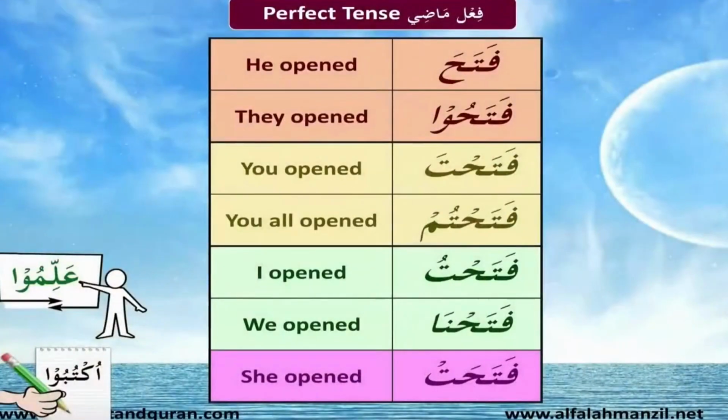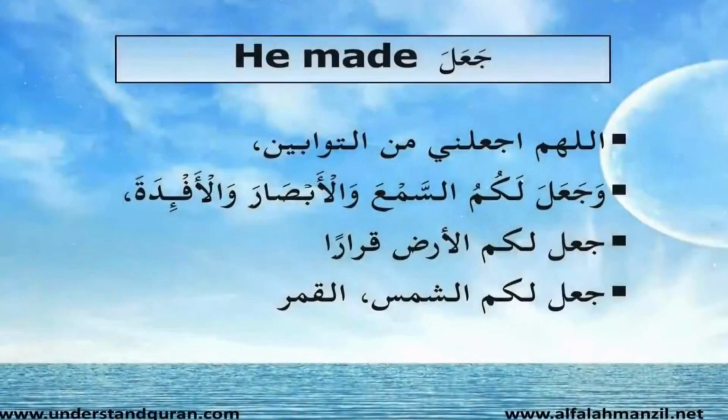Okay, the next one, ja'ala. So, Allahumma ja'alni minat tawabin. Ya Allah, make me among the repenters, the people who repent. Tawbah, they do tawbah. So, ja'alni, make me. Yes? Wa ja'ala lakumus sam'a wal absara wal af'idah. And he made for you, I'm sure you can translate it without me telling you. Ja'ala, he made for you lakum, as-sam'a, the hearing, al-absar, the eyes, and the af'idah, your heart or your intellect. Af'idah has two meanings, your heart or your intellect. So who made it for you? Allah subhanahu wa ta'ala. Do we have to tell you who made it? It's understood.